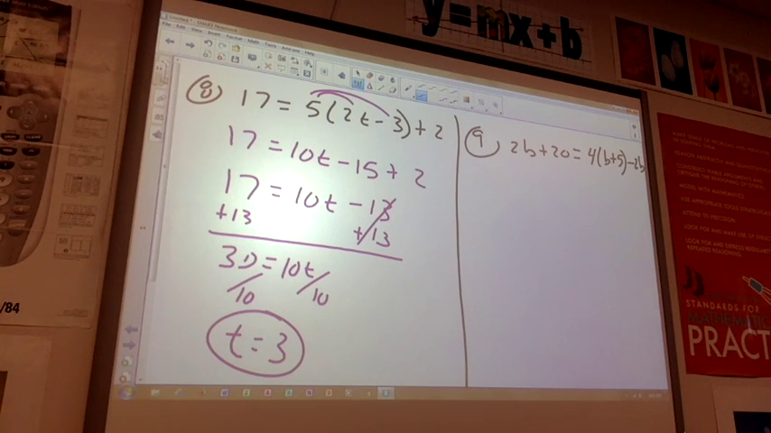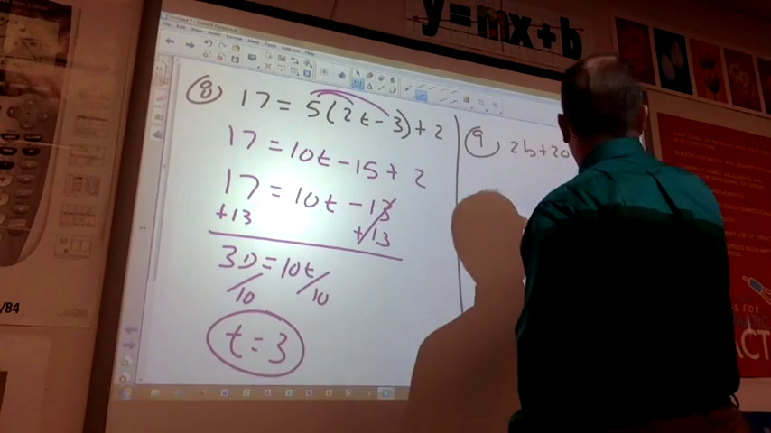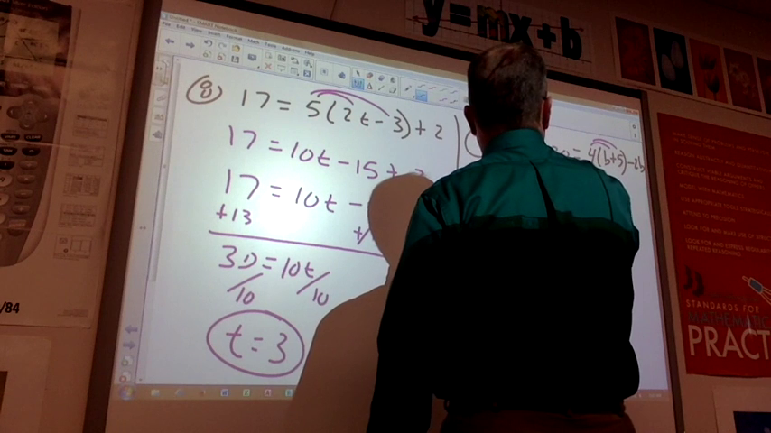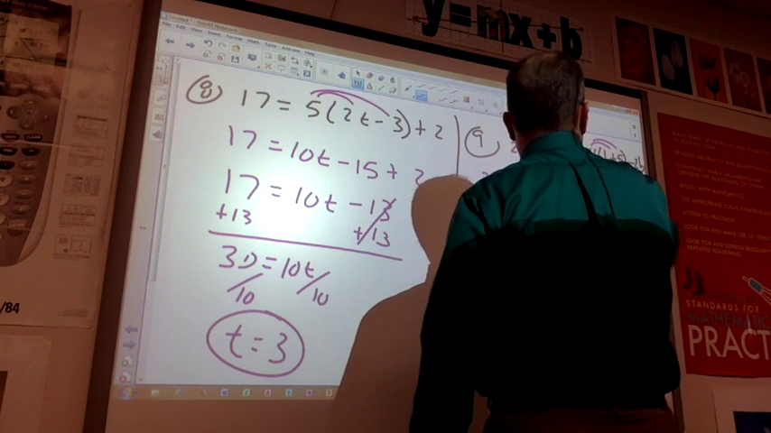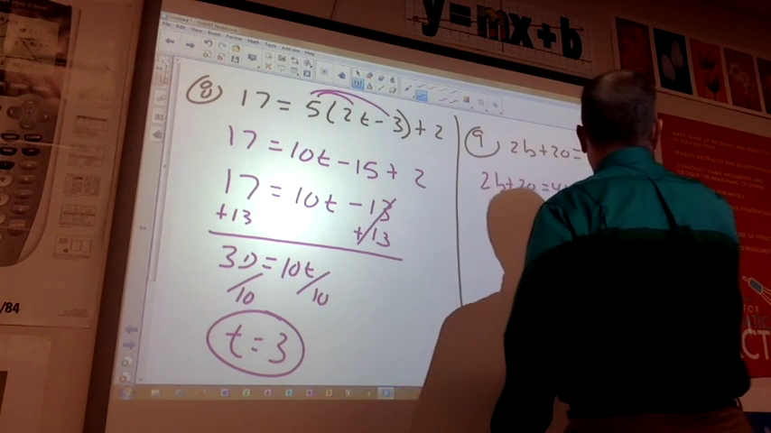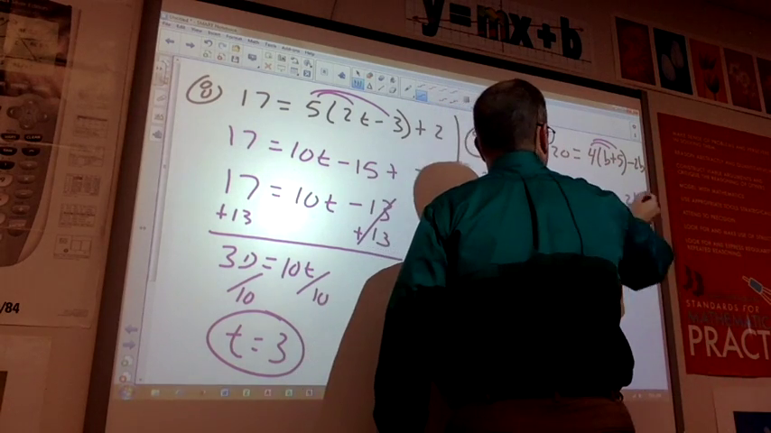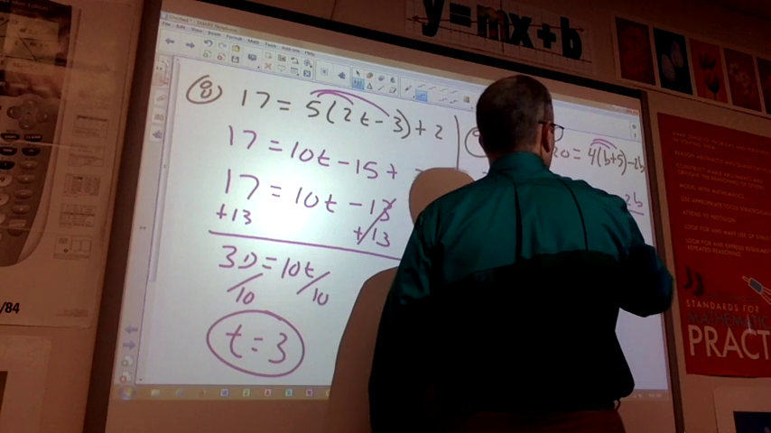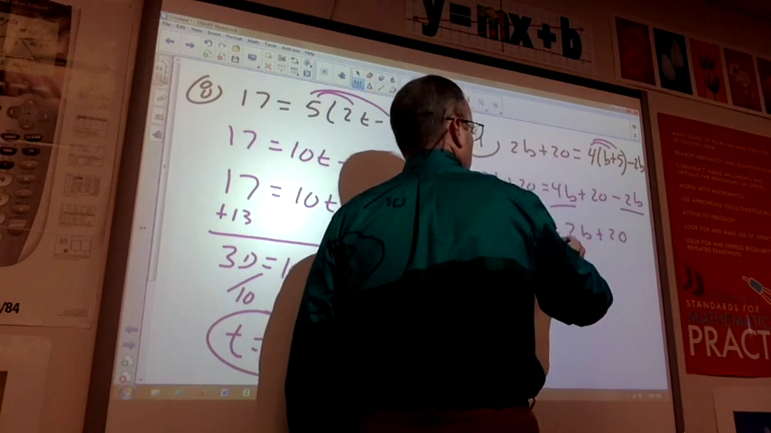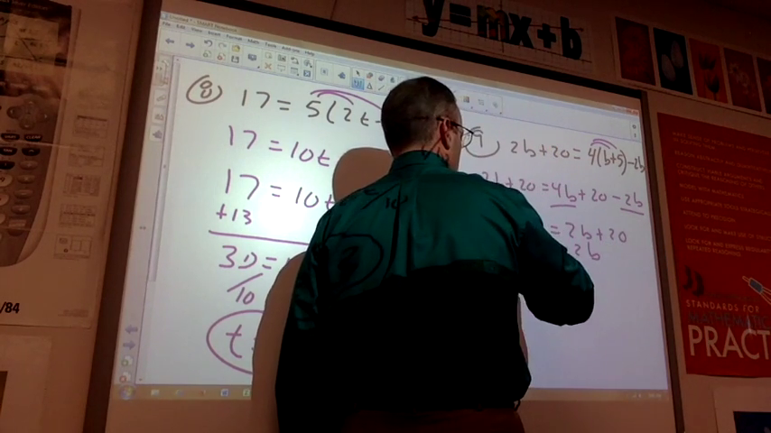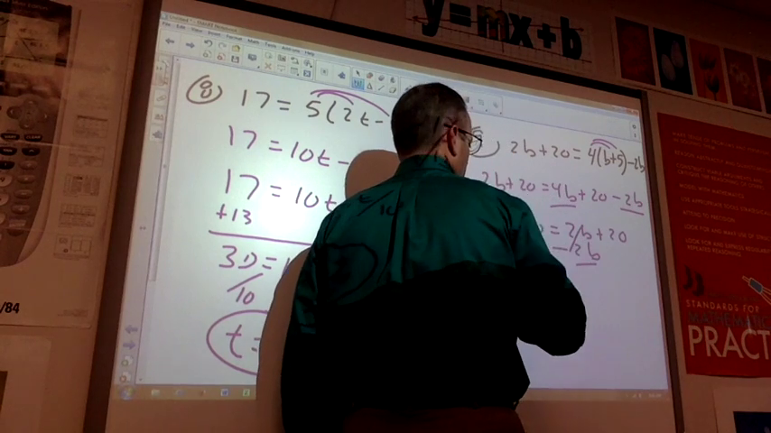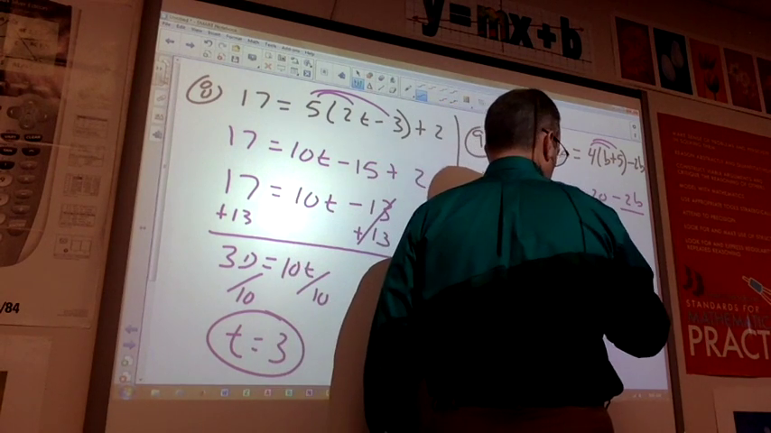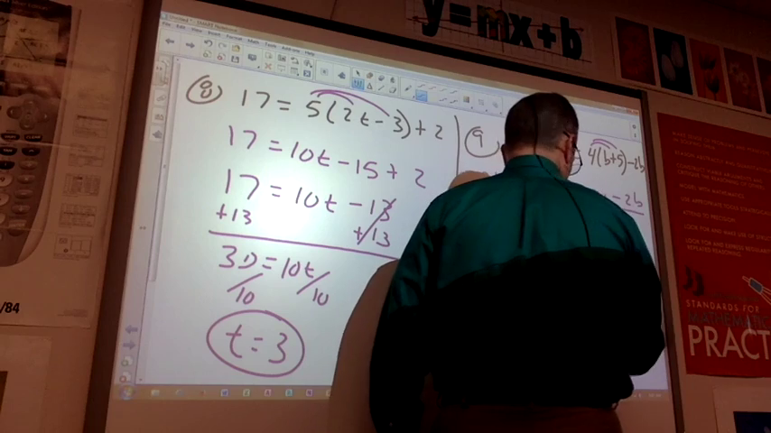Yay or nay? Number 9, I should distribute over the parentheses here. Combine like terms. Subtract 2b, or subtract 20, doesn't matter. So I get 20 equals 20. So that means you have infinite solutions.